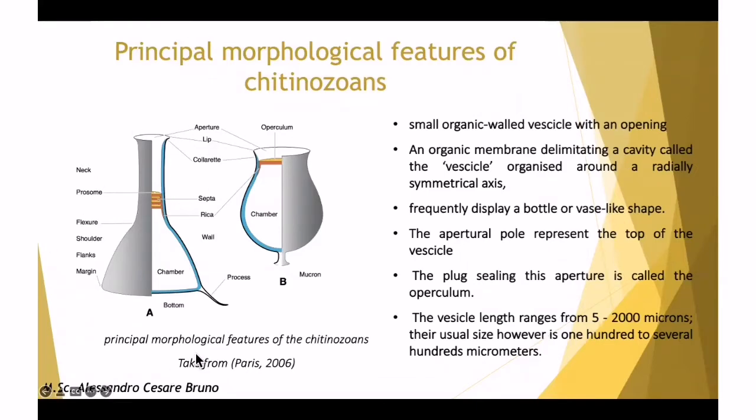In this slide, we can see the principal morphological structures of the chitinozoans. A chitinozoan is principally a small vesicle that has the shape of a bottle or a vase. This particle always has an aperture on the top, called the operculum, and generally in the basal part the particle has ornamentation that can be processes or spines. Here we can see the different terms used for the description of the morphology of chitinozoans. Generally, this kind of fossil is bigger than other kinds of microfossils, and they can range from 5 to 2,000 microns.